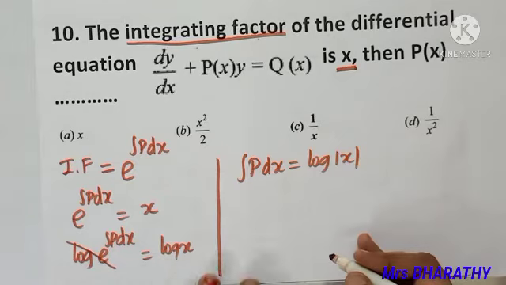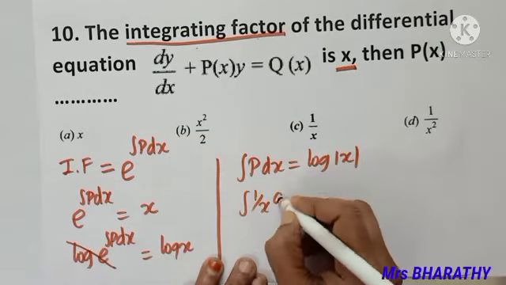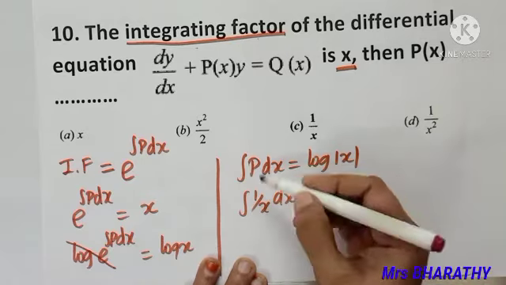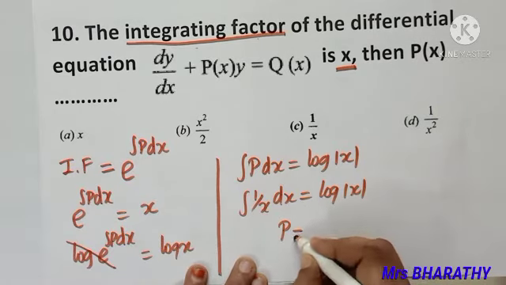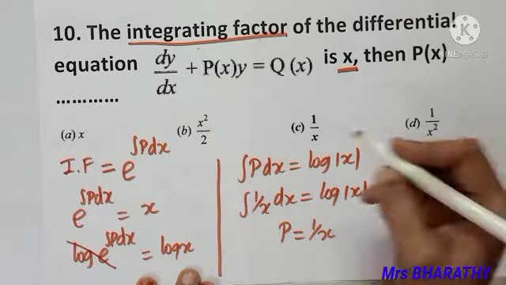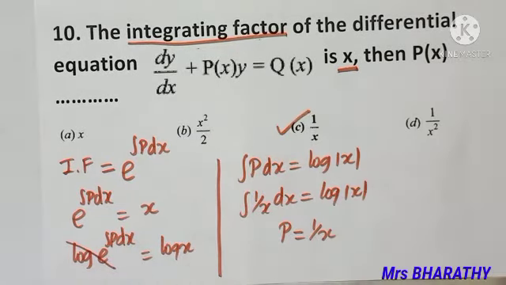What does it mean? We know the integral of 1 by x dx is only log x. So if I compare, I get p equals 1 by x. Out of the 4, option C is the right choice.